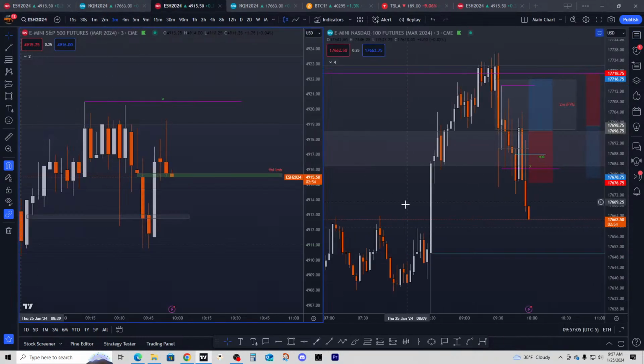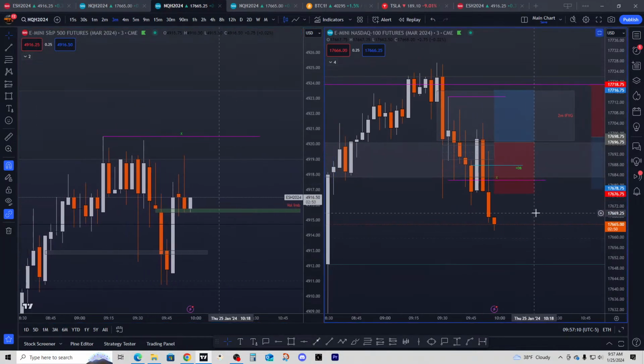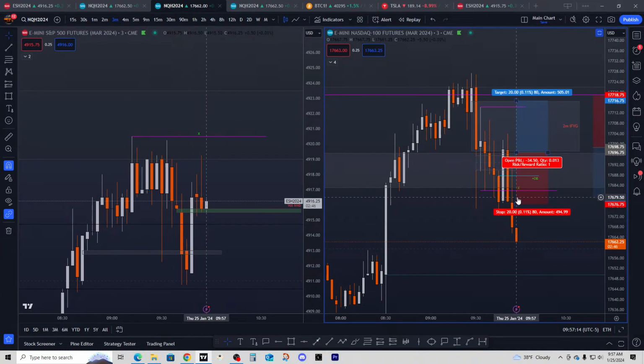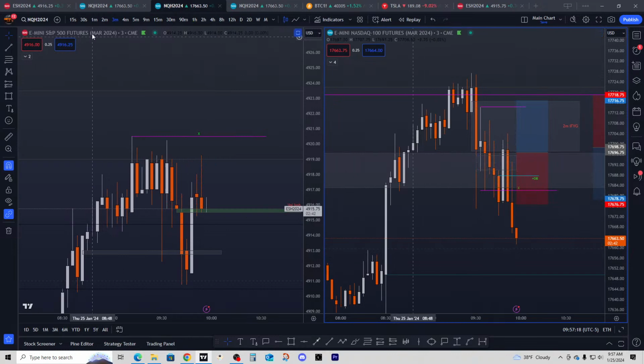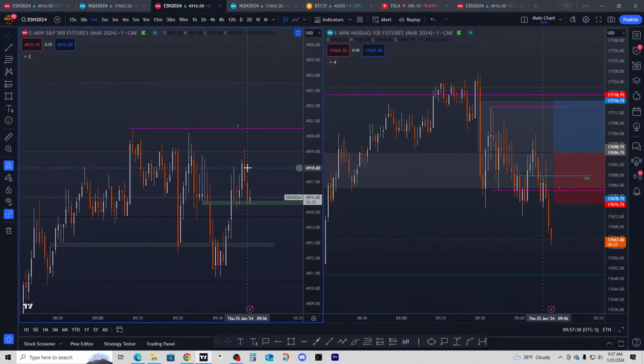Alright, we got 3 minutes left. Do you guys see why that's low probability? Now look at that 3-minute. We just closed bearish. Came up, rejected that 3-minute. We just closed bearish. So in something like this, it's just best to tape read.